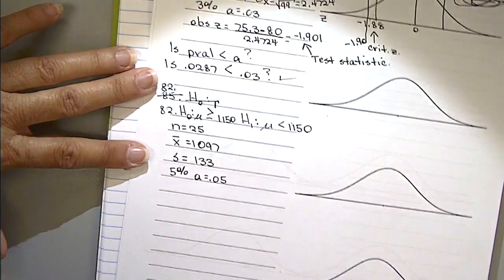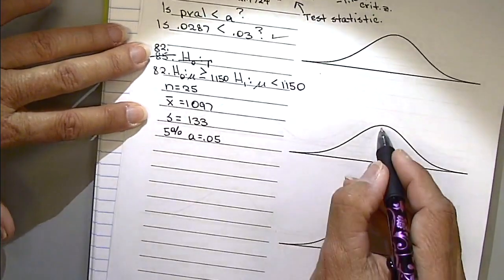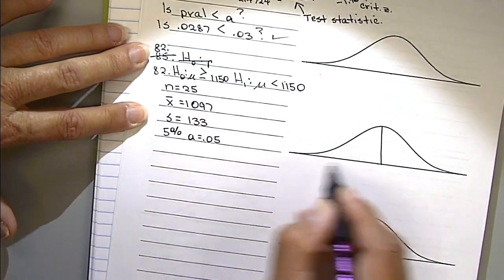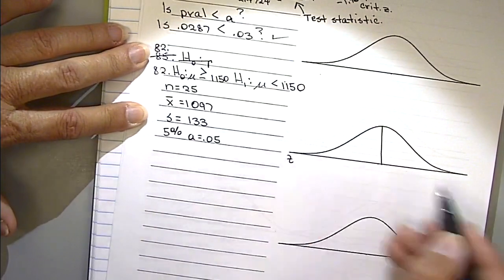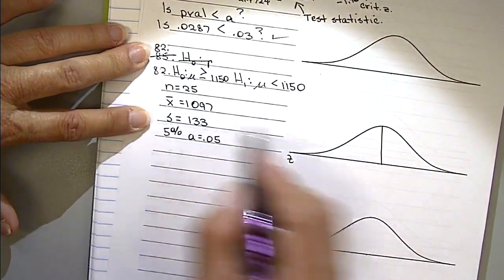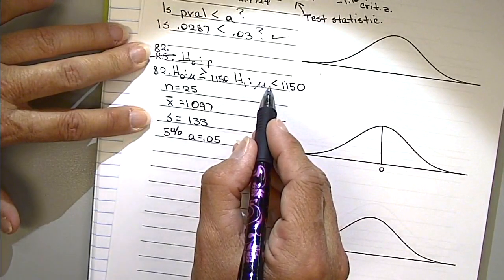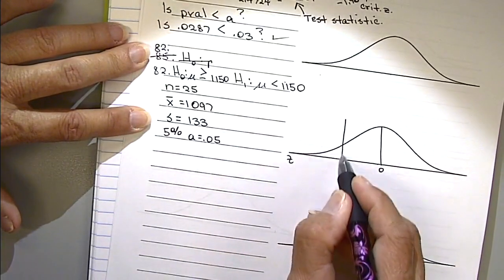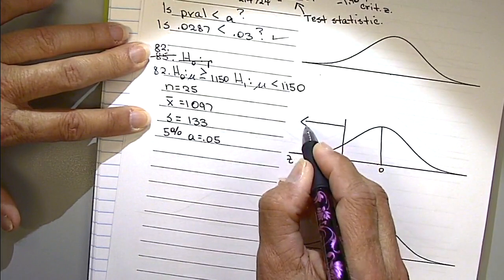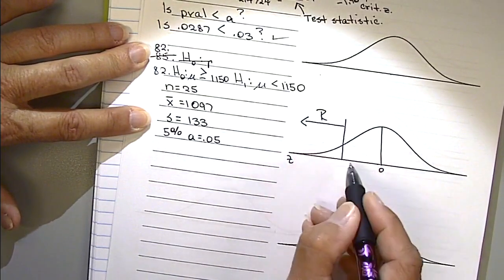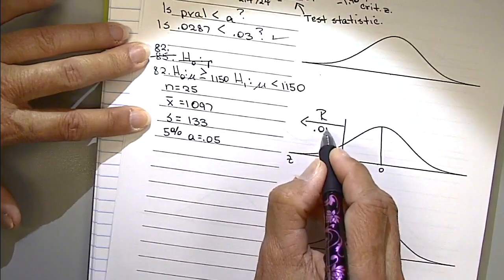And do I divide alpha by 2? Well, where is my rejection region going to be? I know it's a t-score, don't I? Because I don't have the population standard deviation. I look at my alternative hypothesis. I meant to give you one that was on the other side, but I didn't. And that's my rejection region. How big is it? 0.05.